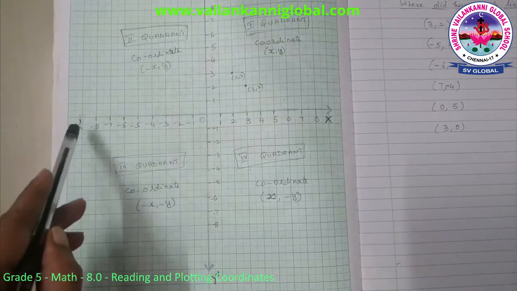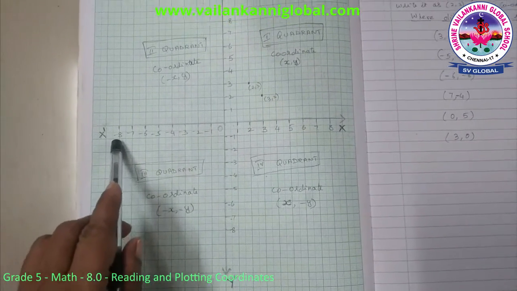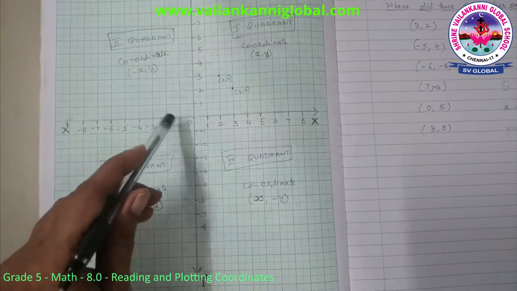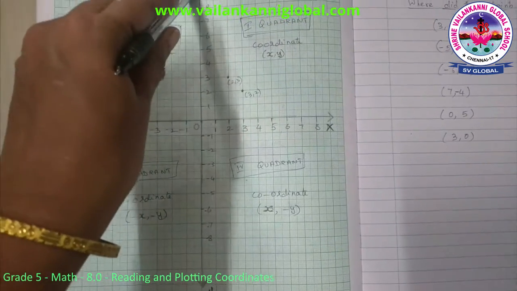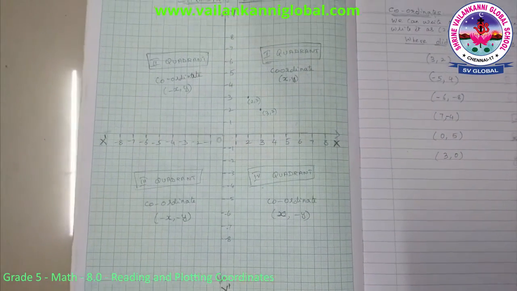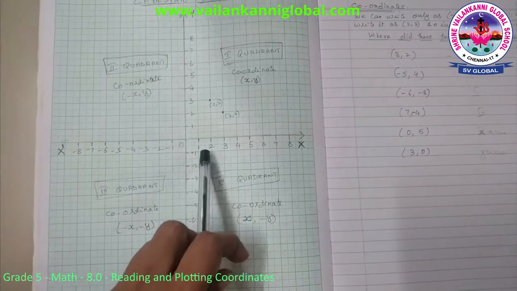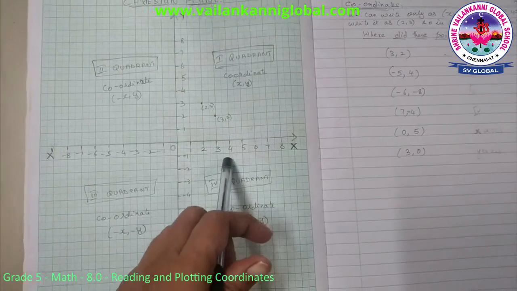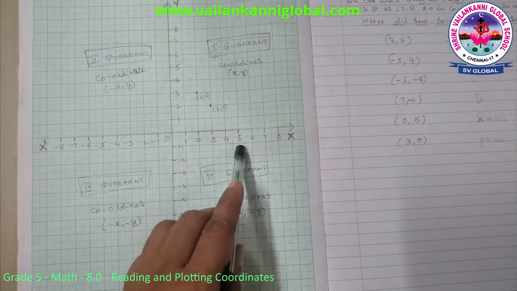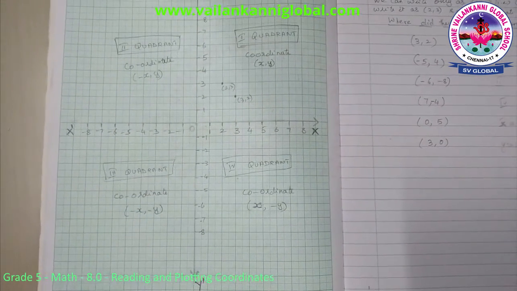On the left-hand side of the 0 we mark negative numbers, and on the right-hand side of the 0 we mark the positive numbers. Same way in the y-axis, above the 0 we write the positive numbers, below the 0 we write the negative numbers. Remember that the numbers are marked at the same intervals. See, 1, 2, 3, 4, 5. Everywhere we write 1, 2, 3, 4, 5 like that, at the same intervals.